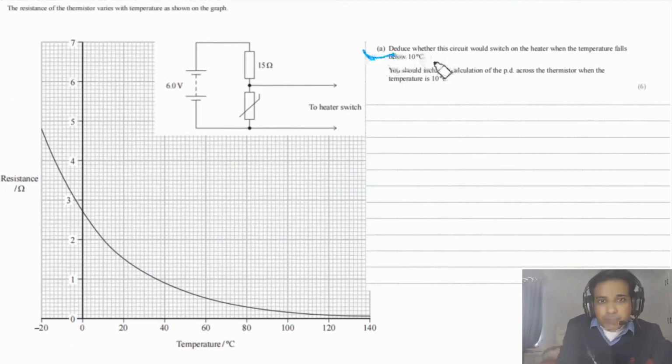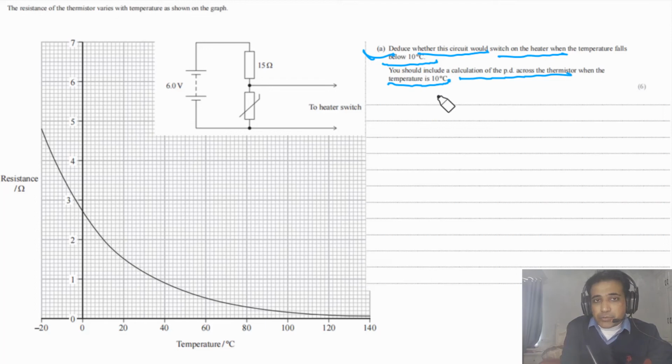Question 14 part A says, deduce whether the circuit would switch on the heater when the temperature falls below 10 degrees Celsius. You should include a calculation of the PD across the thermistor when the temperature is 10 degrees Celsius. So we need to calculate the PD across this thermistor. First of all, we can imagine we have a voltmeter connected across this thermistor. In order to calculate this PD, we need the resistance of the thermistor, which we can simply read from here when the temperature is 10 degrees Celsius.